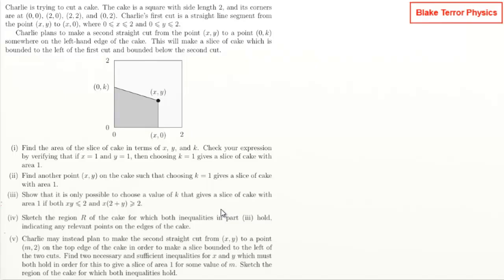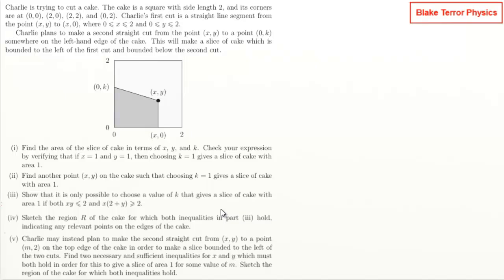Charlie plans to make a second straight cut from that same point to a point (0,k), somewhere on the left hand edge of the cake. This will make a slice of cake bounded to the left of the first cut and below the second cut. Right, so that's just the picture essentially. I don't think there's anything in the text that isn't in the picture, so we can ignore the text and go off of that diagram.